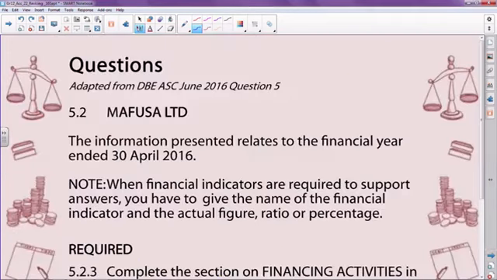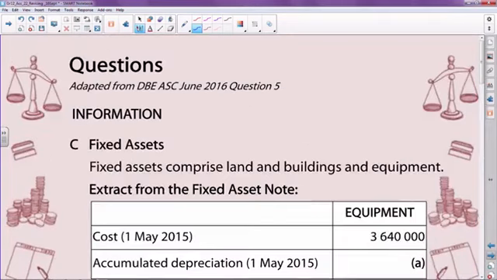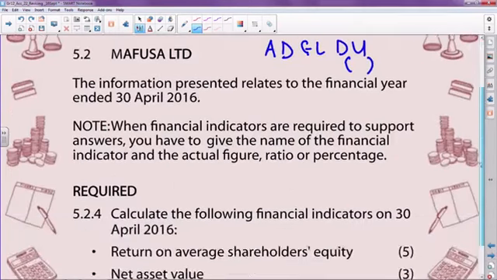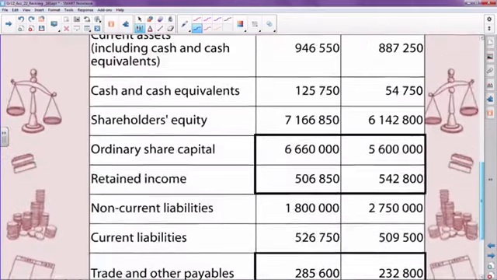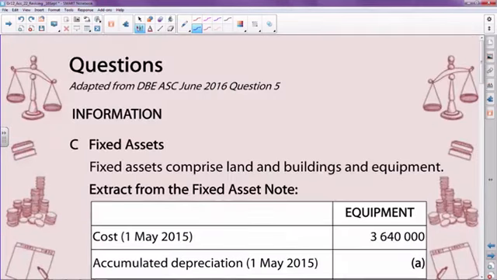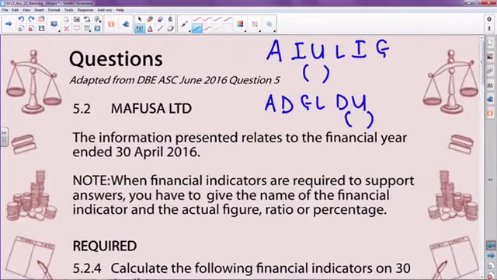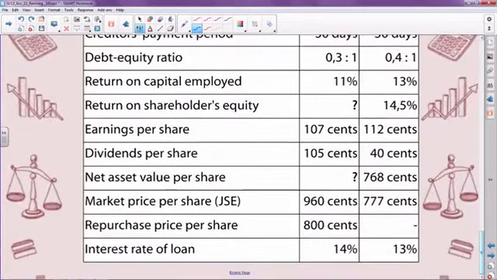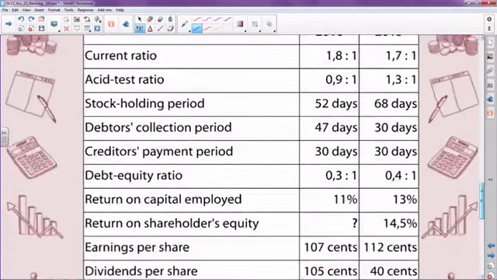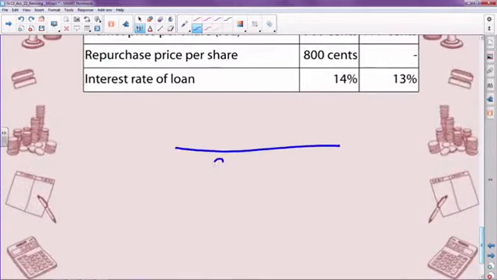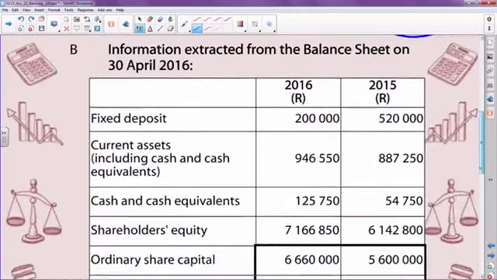Now, do we know that? Let's see what information we have regarding the issued shares. I'm sure we have information. At the end of the financial year, there were 925,000 shares in issue. So clearly, you can see that we've worked it out. Let's just go back. Okay, we can work it out here. On the previous page, I think we've got it here. It's fine. So what did we say? We want our 925,000 shares to work out the net asset value per share. It is your shareholders' equity divided by the number of issued shares. Let's just get the shareholders' equity figure. That was 7,166,850.